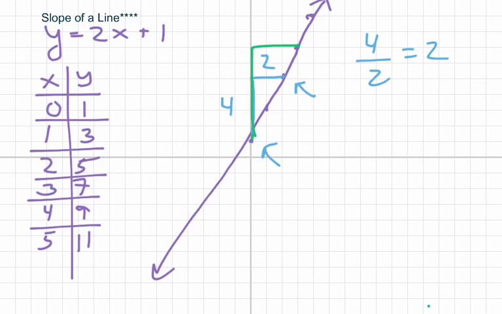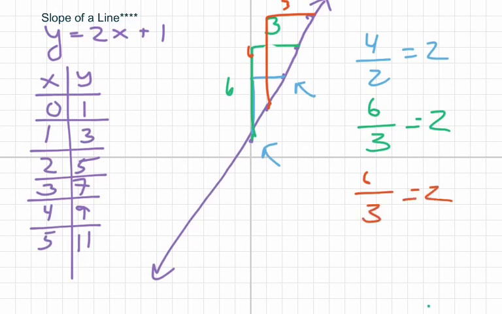Now let me erase, there we go. Now I'm going up 1, 2, 3, 4, 5, 6, and over 3, and 6 over 3 is 2. What if I pick this point and this point? Well, I'm going up 1, 2, 3, 4, 5, 6 again, and over 3, 6 over 3 is 2.